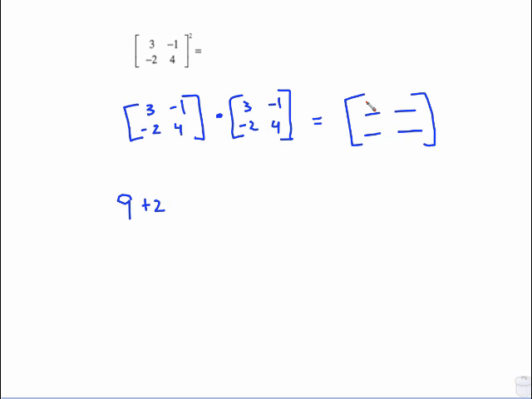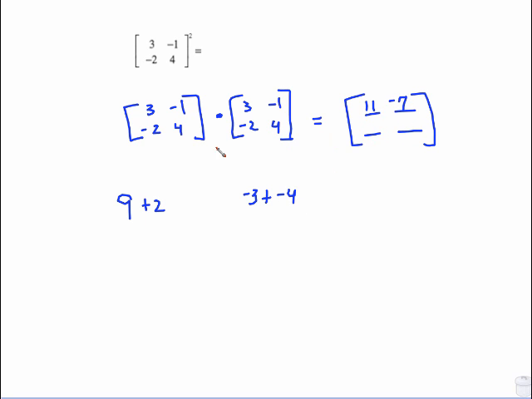Notice I'm not putting the covers up because I'm hoping at some point you are able to do this just focusing in on the appropriate row and column. This position over here is the first row, second column. So that's what I'm doing. First row, second column. 3 times negative 1 is negative 3. Plus negative 1 times 4 is negative 4.